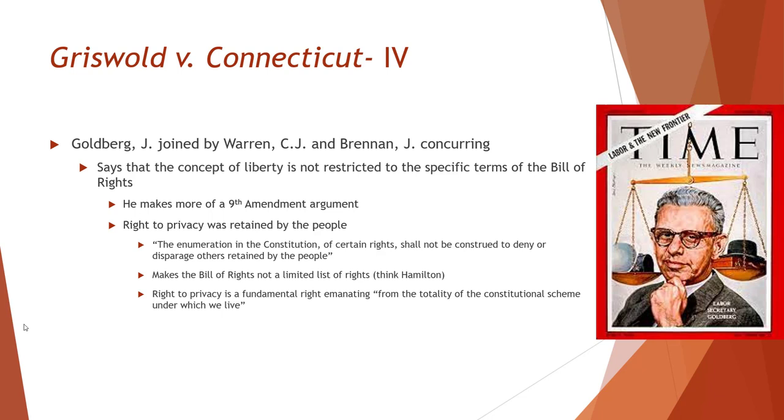The Ninth Amendment says: the enumeration in the Constitution of certain rights shall not be construed to deny or disparage others retained by the people. This was kind of what Hamilton wanted in exchange for having the Bill of Rights. A lot of the Federalists and supporters of the Constitution were concerned that if you put a Bill of Rights in there, some people are going to say that if it's not written in the Bill of Rights, you don't have it. So that's the thing about the Ninth Amendment.